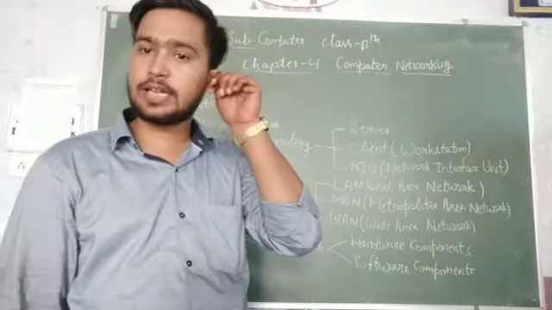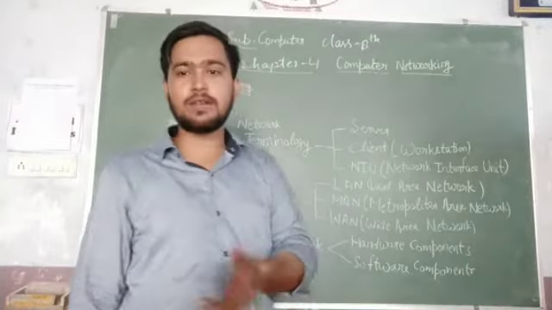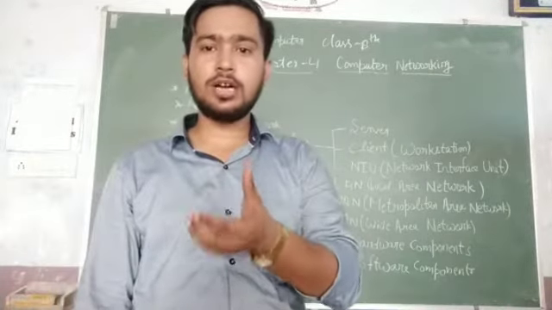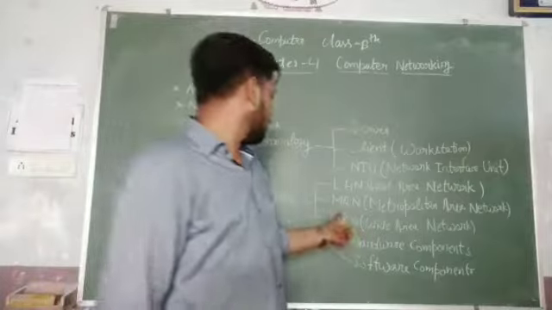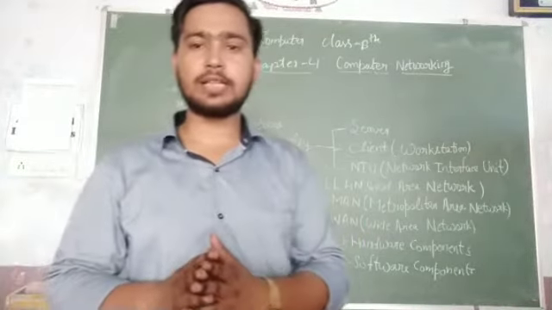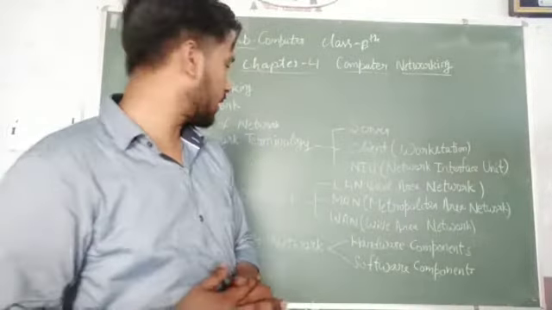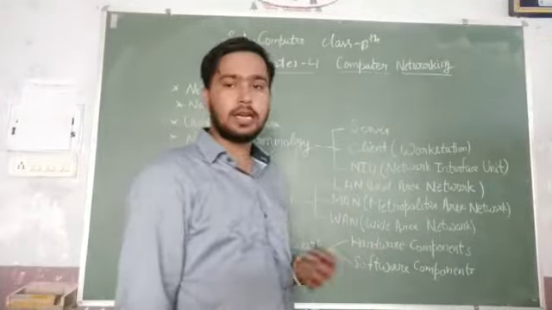व्हाट इज WAN? WAN क्या है? द WAN इज अ ग्लोबल नेटवर्क. ऐसा नेटवर्क जो पूरे वर्ल्ड में स्प्रेड आउट है, दैट इज कॉल्ड ग्लोबल नेटवर्क. ऐसा नेटवर्क जो वर्ल्ड वाइड स्प्रेड है, उसको क्या कहते हैं? WAN कहते हैं, ग्लोबल एरिया नेटवर्क कहते हैं. एग्जाम्पल क्या है? एग्जाम्पल इज इंटरनेट.